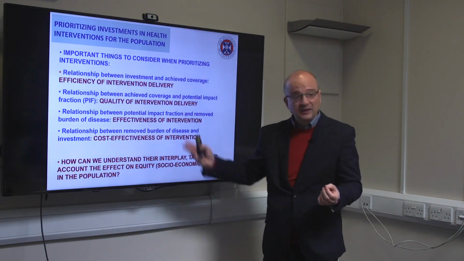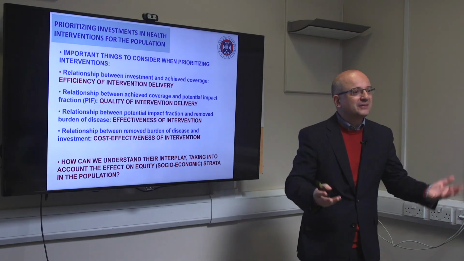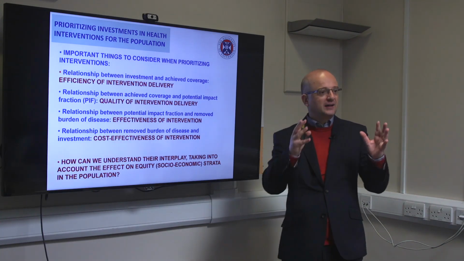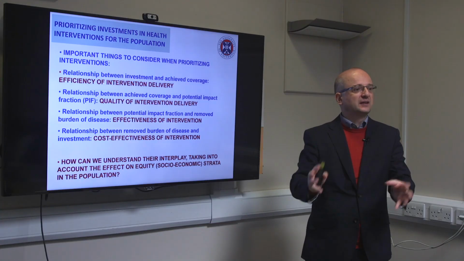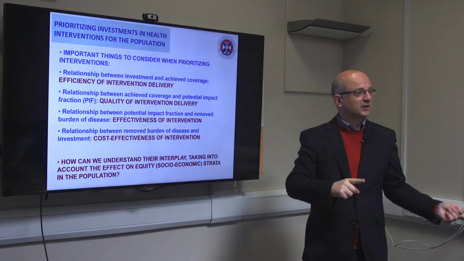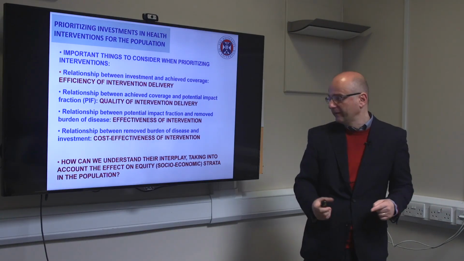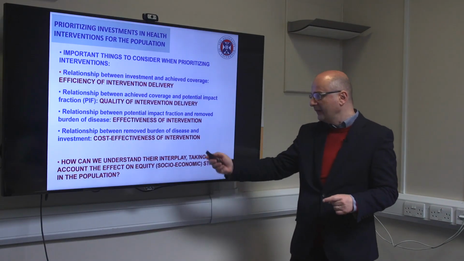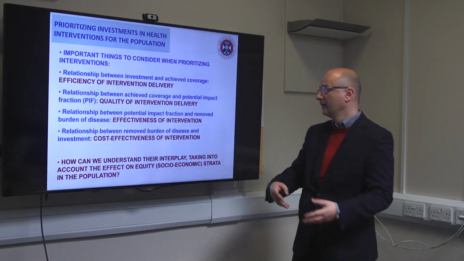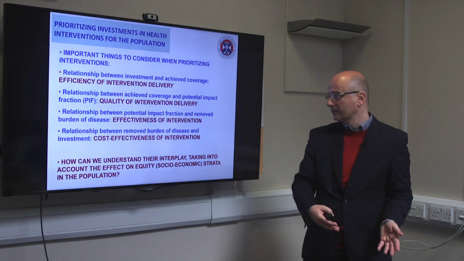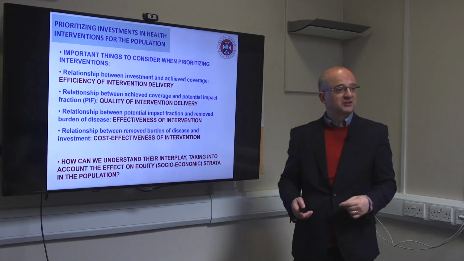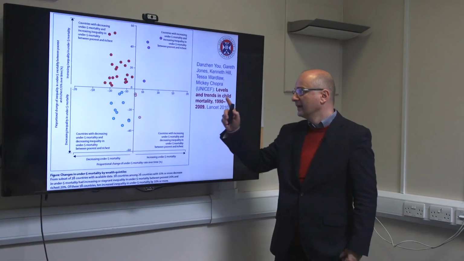And the information that you need to know this is not really easily available. And this is what we need to achieve. We need to really figure out what are the key pieces of information that we would need to have in order to predict what's going to be more or less cost effective, okay? So there is a very complex interplay between the efficiency of intervention delivery, quality of intervention delivery, effectiveness of intervention, and the cost effectiveness of intervention. And never mind the equity, which becomes another important problem.